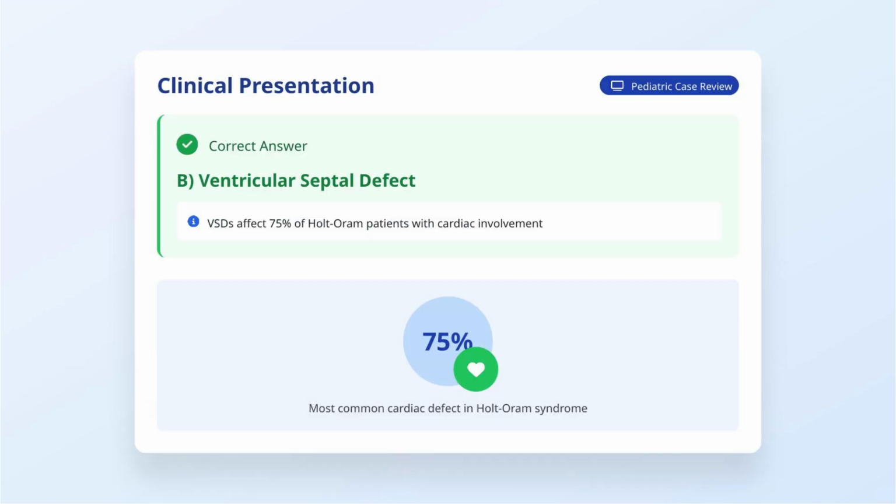Ventricular septal defect. Approximately 75% of Holt Oram patients with cardiac manifestations present with ventricular septal defects. Atrial septal defects are the second most common cardiac abnormality. Patients may also develop conduction abnormalities even in the absence of structural defects.